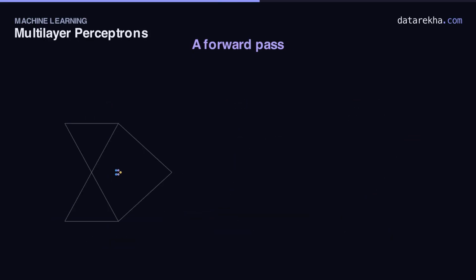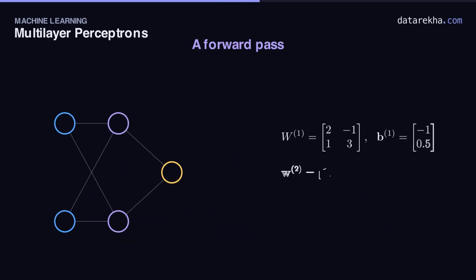Let's turn the crank with real numbers on a tiny 2-2-1 network. Two inputs, two hidden neurons with ReLU. One output neuron with a sigmoid. Here are its weights, its biases, and an input of 1 and 2.